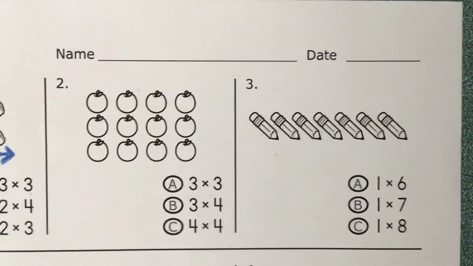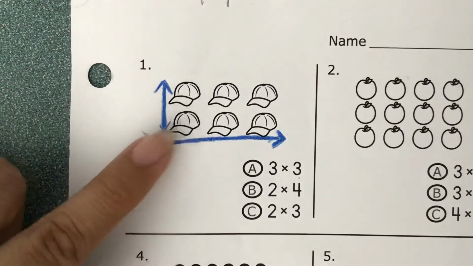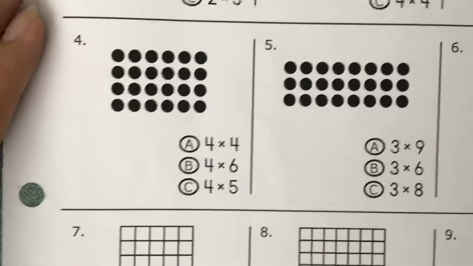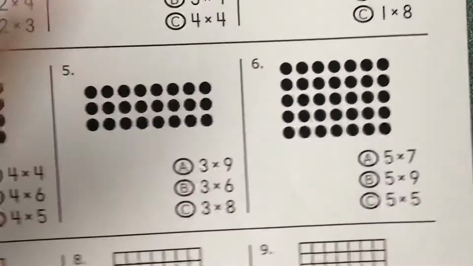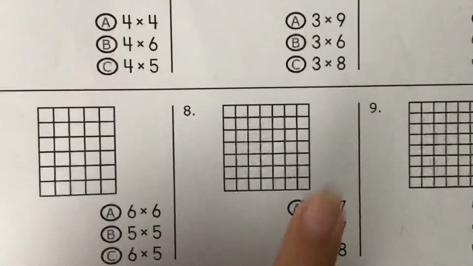So just to give you a quick look at the work we're going to be doing, I'll be doing one of these problems and you'll be answering two of them. We're going to move on to the black dot problem and you'll be doing two of them. And then we're going to move on to the grid and you'll be doing two of them.